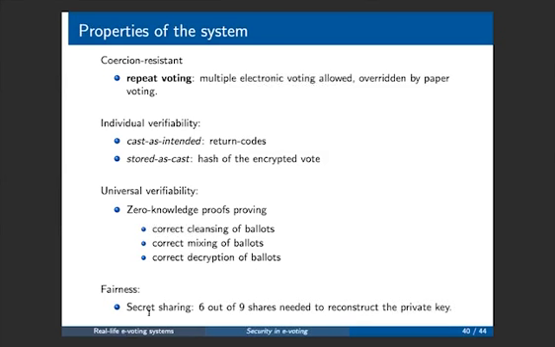And also fairness, because they were implementing secret sharing. There were a total of 9 shares of the private key of the election distributed among the election authorities, and 6 was the threshold. So 6 was the minimum that needed to gather, join their shares and recover the corresponding secret key.